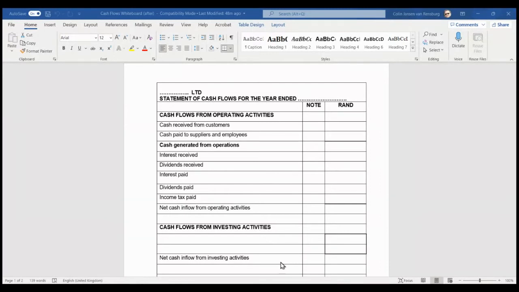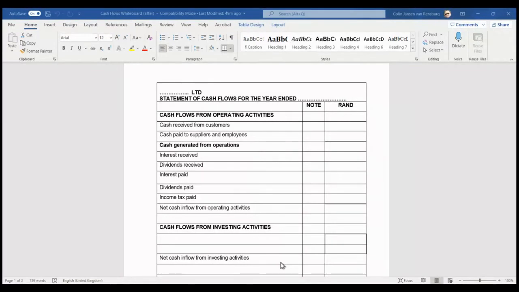Dividend income. Thank you, Siulise. Perfect. Thank you, Vimbanashe. Exactly. It is closely related to dividend income. But as you know, dividend income is part of our revenue, and revenue is part of our statement of comprehensive income. And now we are not drawing up the statement of comprehensive income. We are drawing up the statement of cash flows. So it's not the dividend income that we are going to disclose here. It is the dividends that we have actually received.